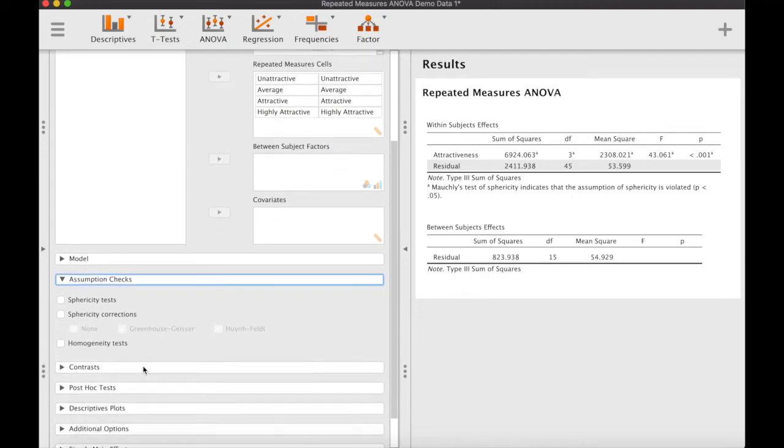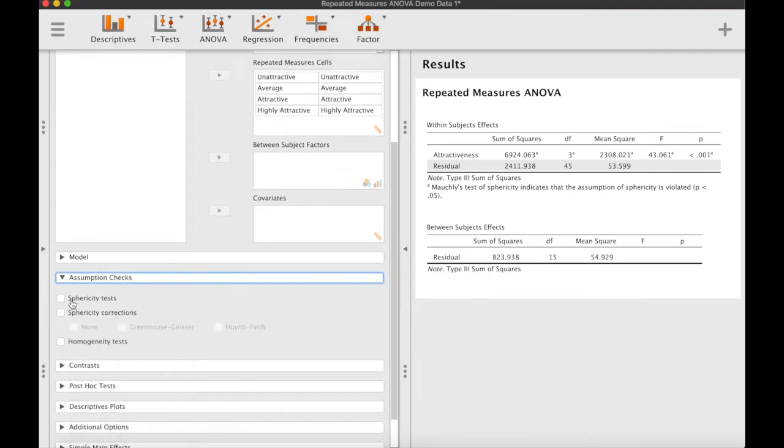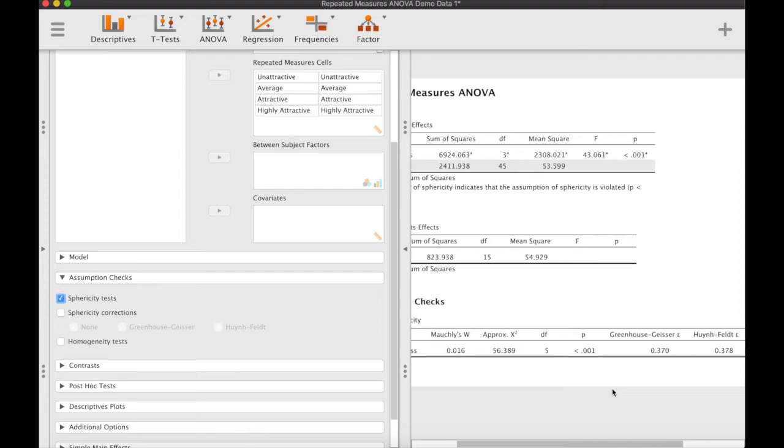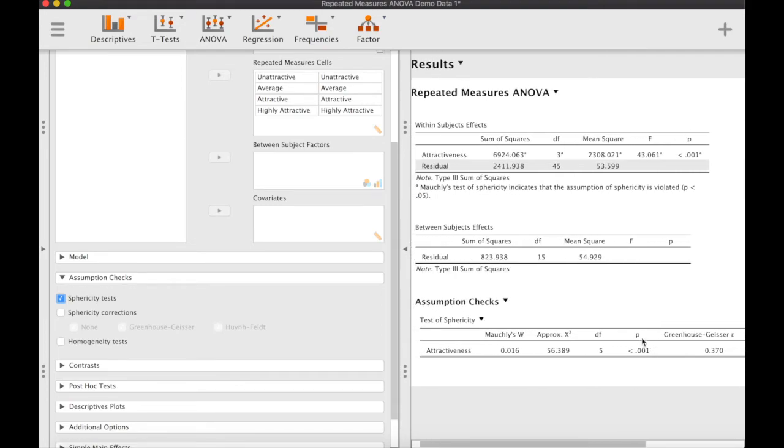So let's double check. Let's go to assumptions check and click on sphericity test, and what we want is a non-significant p-value. If the p-value is not significant, that means to say that there are no significant differences in the variances across the different conditions, but we have a p-value that is significant, less than 0.001. So that means to say that there are systematic differences in the variances, and thus we are being flagged here.